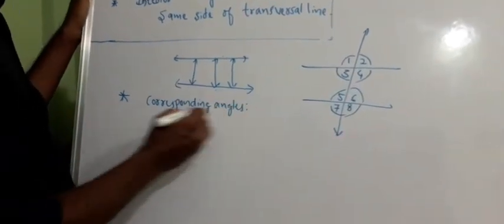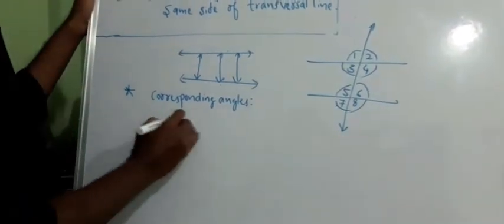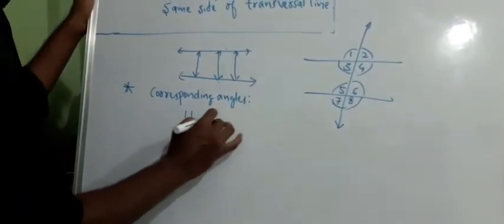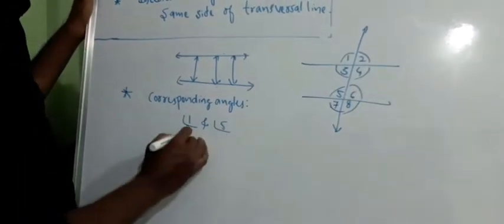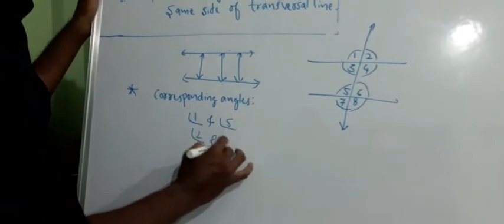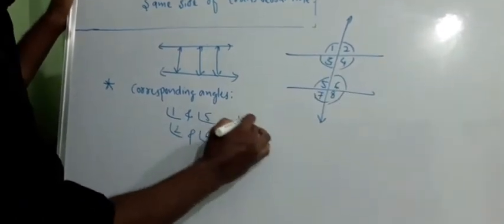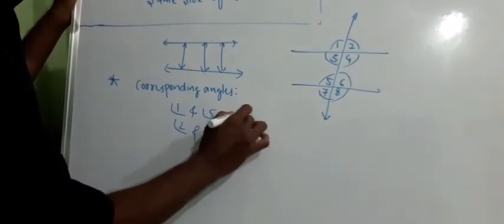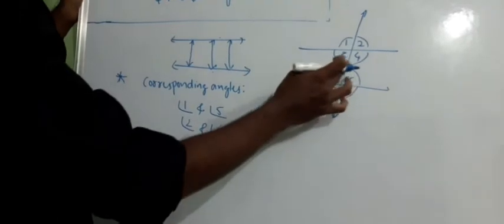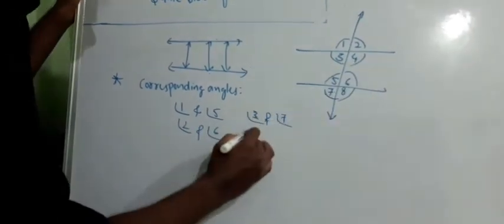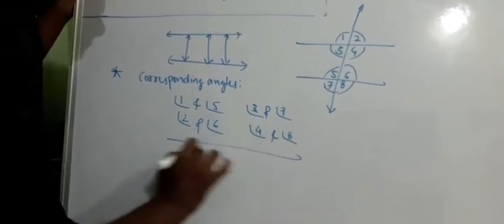So now, first one, corresponding angles. Angle 1 corresponds to angle 5. So, angle 1 and angle 5. Angle 2, angle 6. Angle 3, angle 7. Angle 4 and angle 8. So these are corresponding angles.